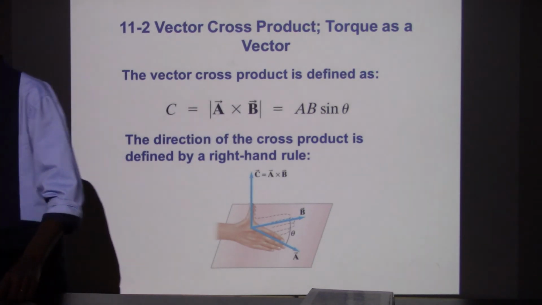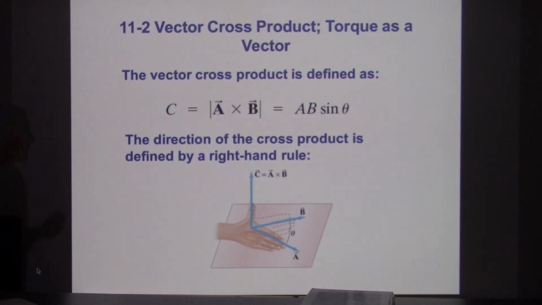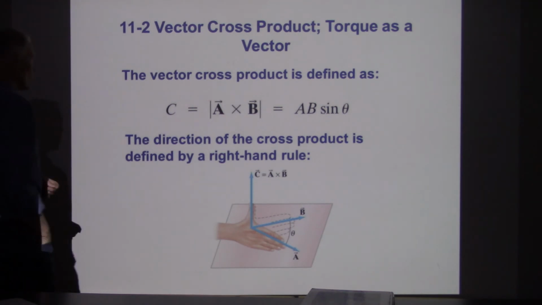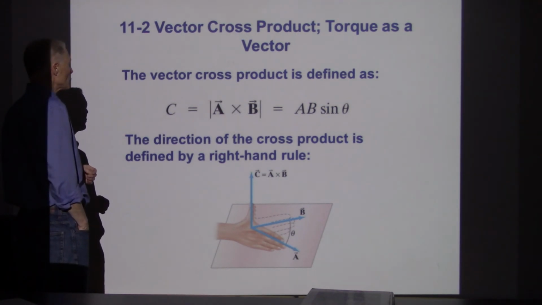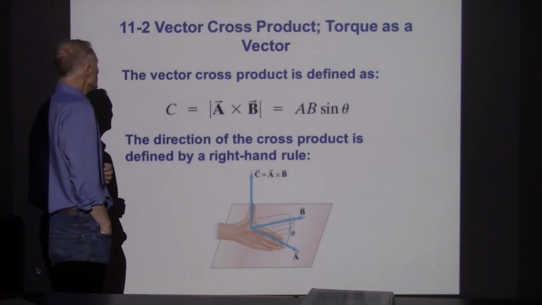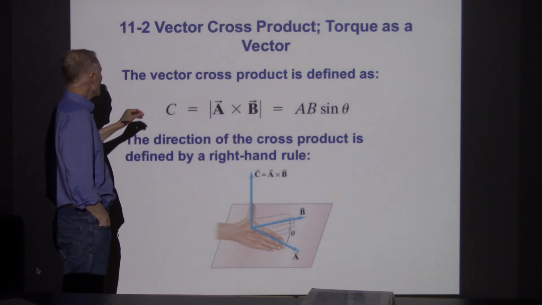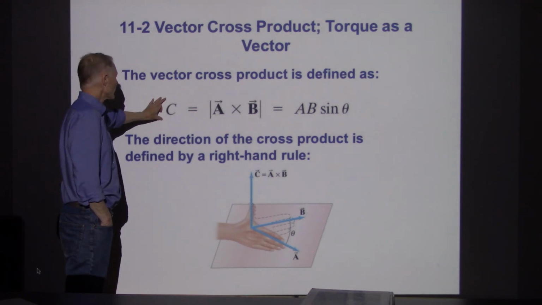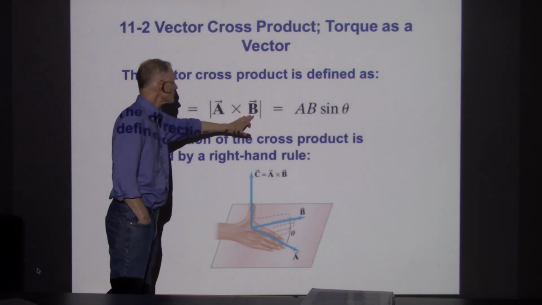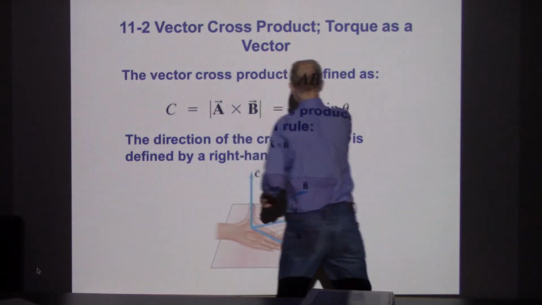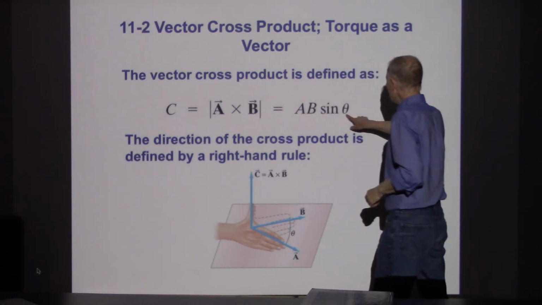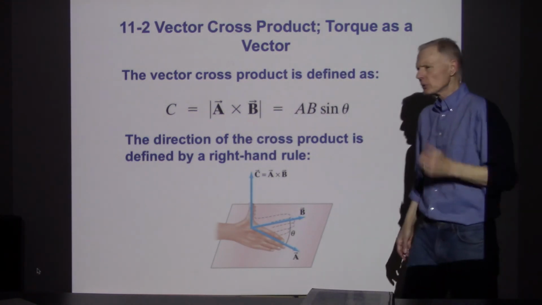So here's another general statement of the vector cross product, and again we said that this works for torque. Torque is one of the most obvious examples of using a vector cross product. So in general, the magnitude of A cross B is the magnitude of A times the magnitude of B times the sine of the angle between them.